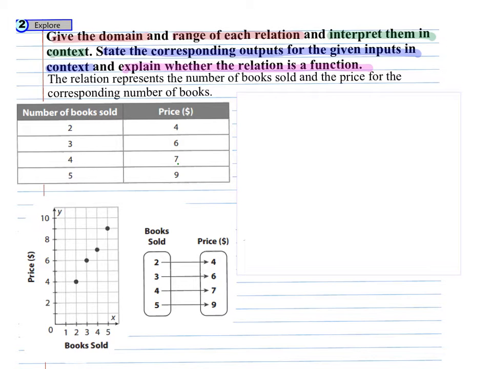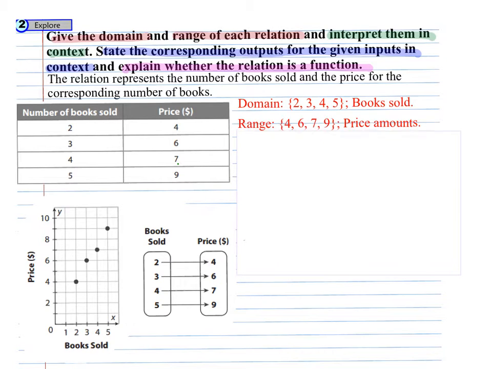So we would probably say domain and then these numbers, smallest number to biggest number, and then in the context of it. So for the domain for the first one, you would write that the domain is 2, 3, 4, 5, from smallest number to biggest number, no repeats. In context, the 2, 3, 4, and 5 stand for books sold. The range is 4, 6, 7, 9, and the context is it's the price of the books. So you would write the range is 4, 6, 7, 9, price amount.